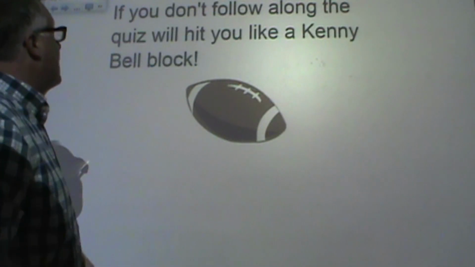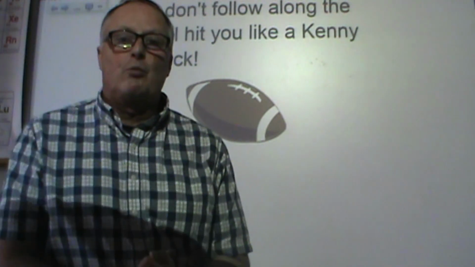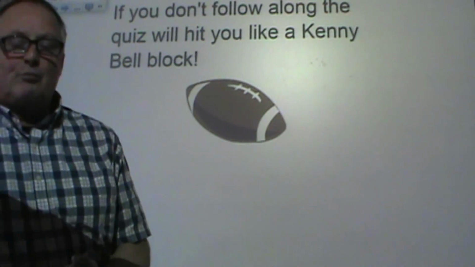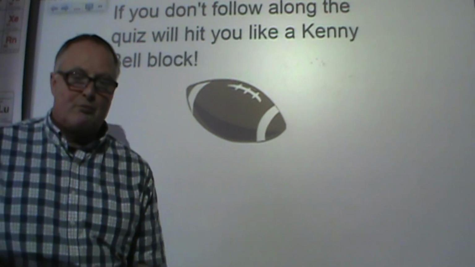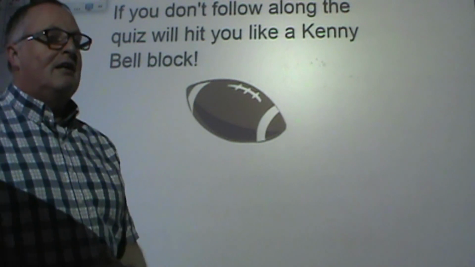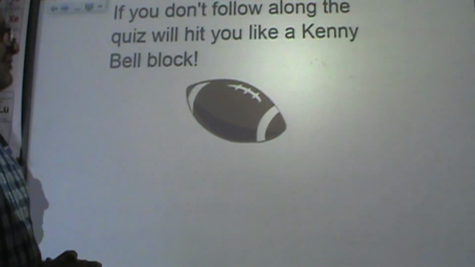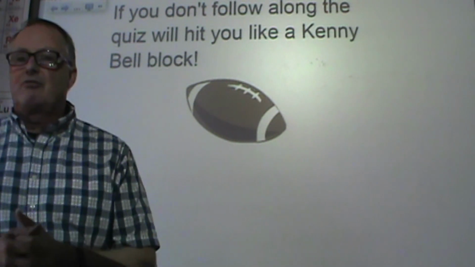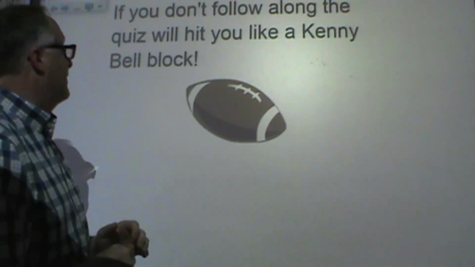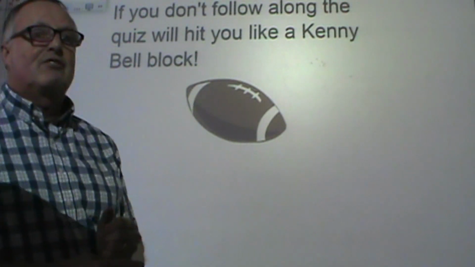If you don't follow along because you think, well, he's not here, he's not going to grade anything right away, it will happen, and right after I get back there will be quizzes, and this is pretty much the end of this section, so there will be a test or an assessment activity at the end of this. And if you think you're just going to pick this all up before, then as it says, you will be hit like a Kenny Bell block if you don't happen to remember Kenny Bell and his famous block.